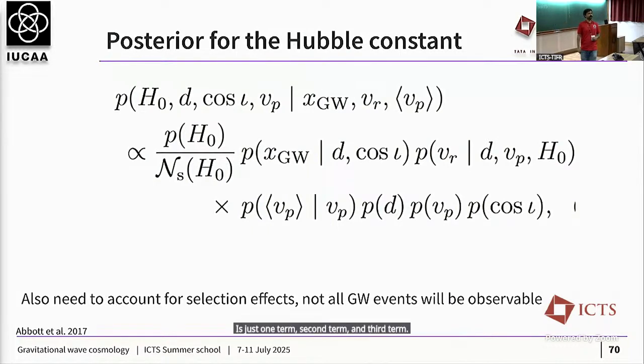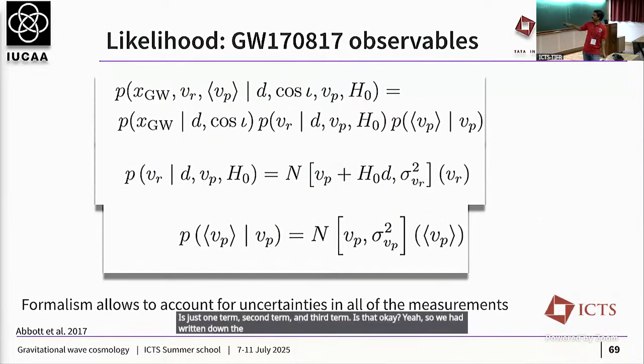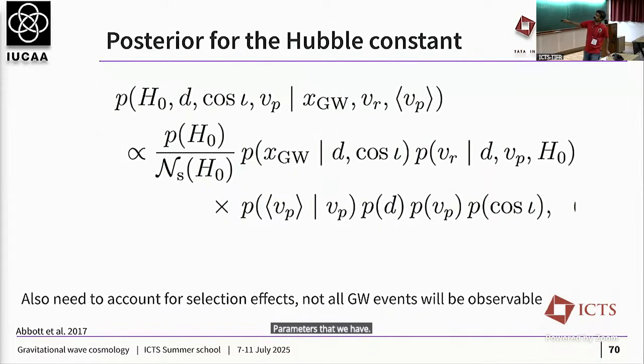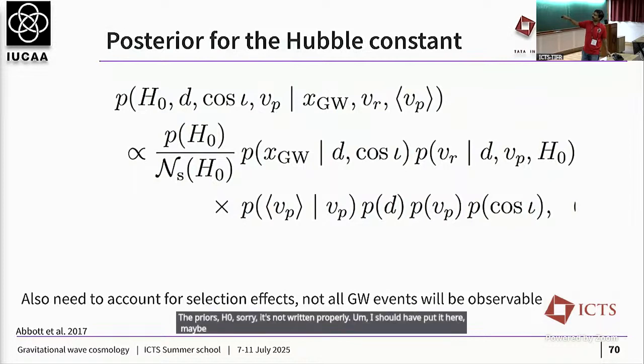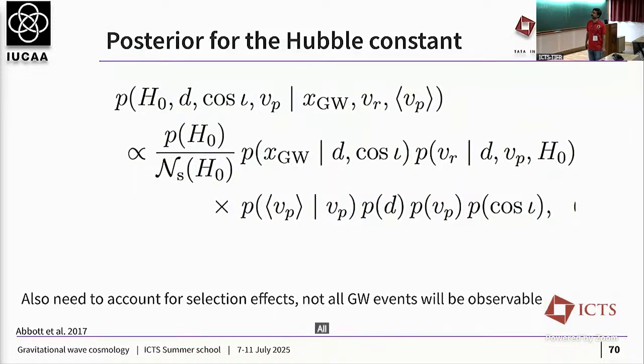Is that okay? So we had written down the likelihood P(B | A), the data given the parameters that we have. That goes in here, these three terms. The priors, H_0, sorry, it's not written properly, I should have put it here maybe. So P(H_0), P(D), P(V_P), P(cos i). All of these are here.